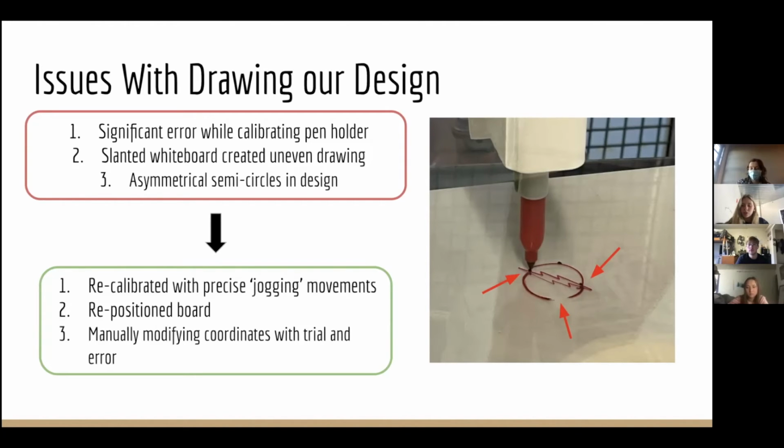Another issue that contributed to this was our miscalculation of how small our design would be. Our logo turned out to be only 2 inches wide, and this made it difficult to precisely plot the points for our semicircles based on just looking at the lightning bolt. So after multiple attempts of just trial and error for modifying the points, our team was able to produce a relatively symmetrical design. So now I'll pass it on to Ben, who will talk about our final drawing.